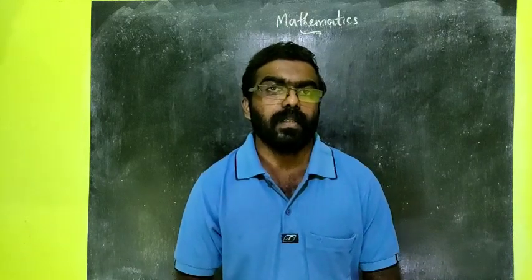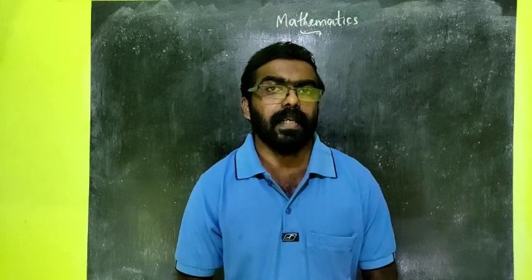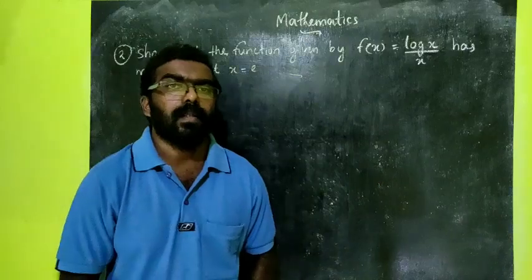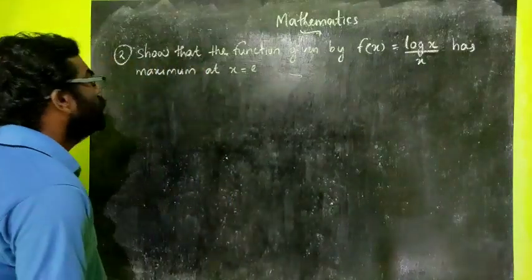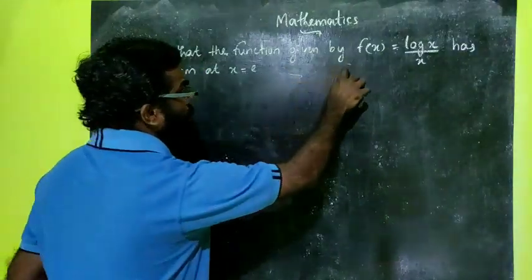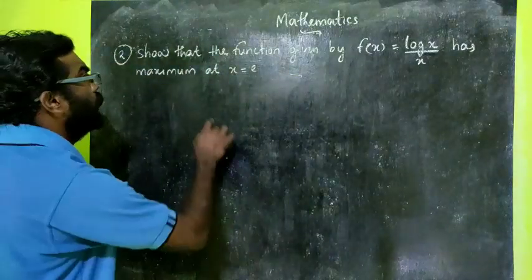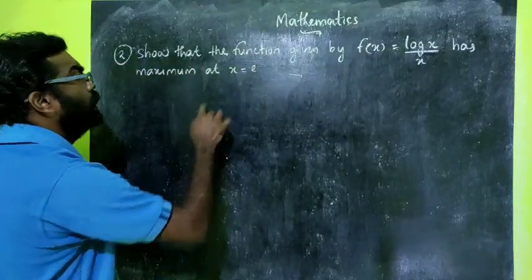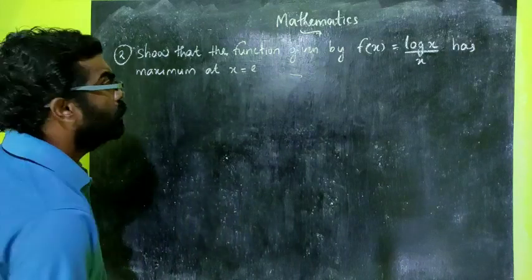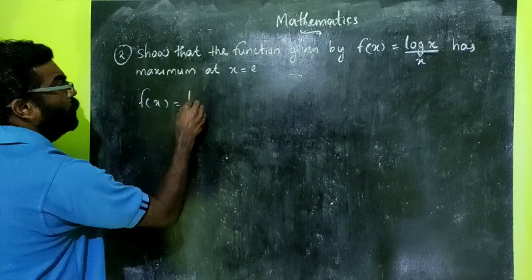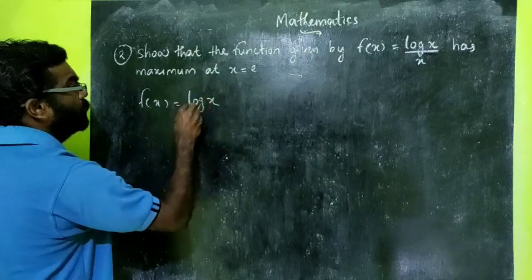Today we are going to discuss some important problems from the miscellaneous exercise on chapter 6. Let's start. It's the second question from the exercise. Show that the function given by f of x is equal to log x by x has a maximum at x equal to e. Okay. So let us take the function f of x is equal to log x by x.